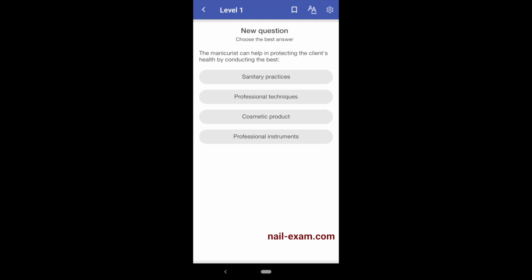The manicurist can help in protecting the client's health by conducting the best. Answers: A. Sanitary practices. B. Professional techniques. C. Cosmetic product. D. Professional instruments. The answer is A.